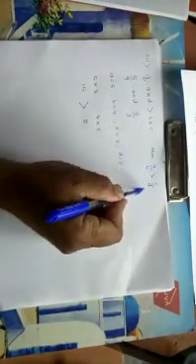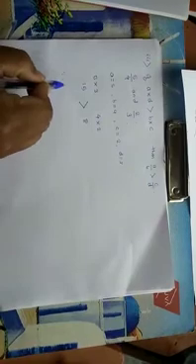Now a into d, so a is 5, into d is 3. Second, b into c, b is 4, into c is 2. So 5 threes are 15, and 4 twos are 8. So 15 is greater than 8. Then the first rational number a upon b is greater than c upon d. Therefore 5 by 4, the first rational number, is greater than 2 by 3. So this is rule number 3.